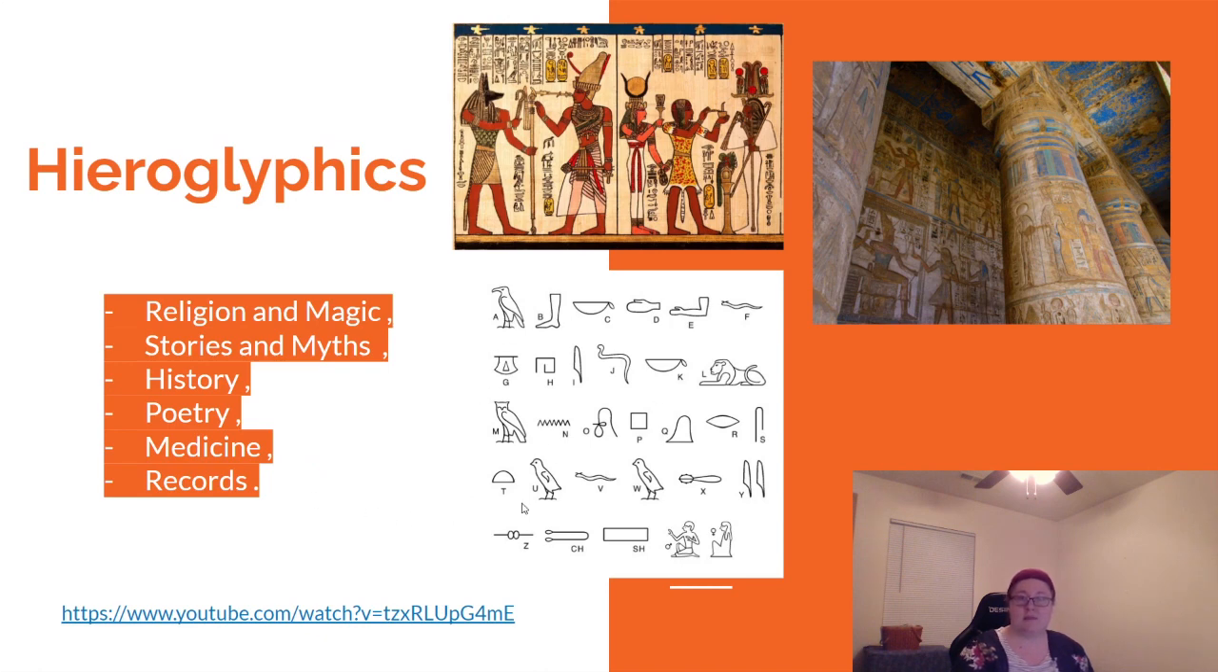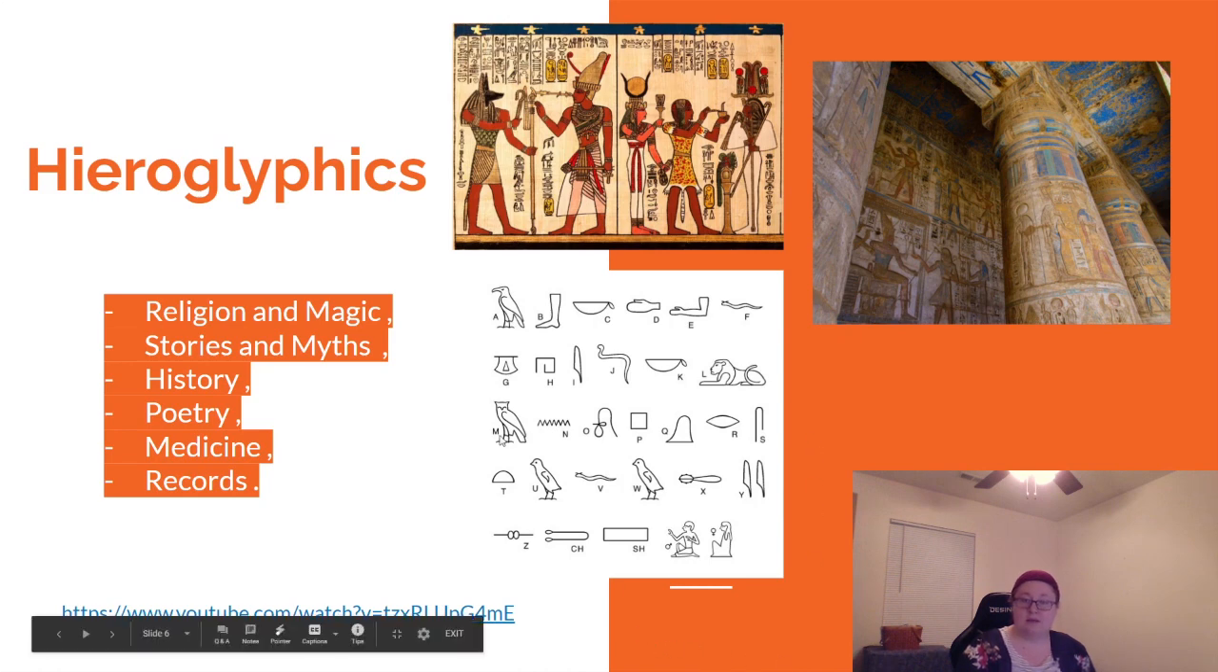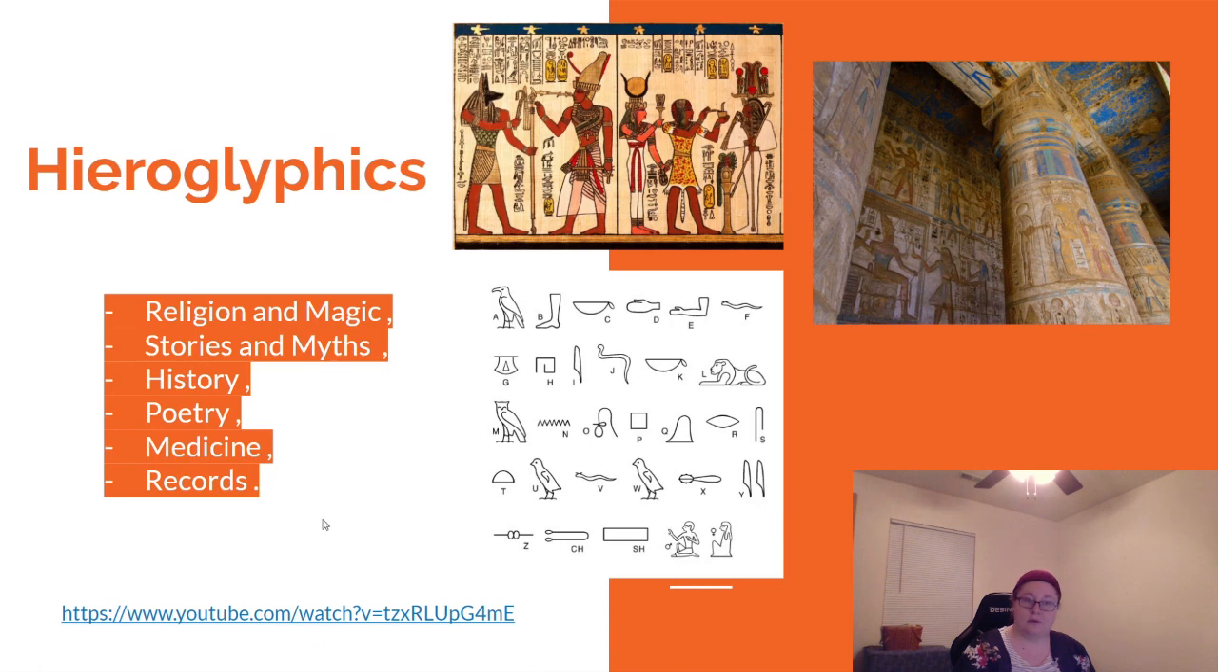So here's some examples: this bird symbol would be the A sound. Maybe a foot would be the B letter or sound. So all these different symbols meant a different letter or sound or word. And here you can see on the temple pillars and walls, these are hieroglyphics that are still there today. So very detailed, very beautiful. And some, like I mentioned earlier, were for recording history.